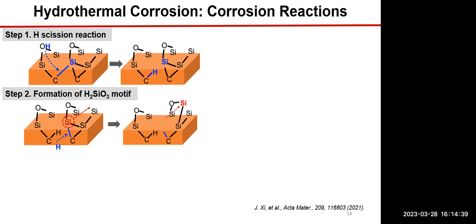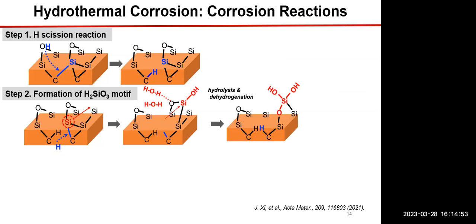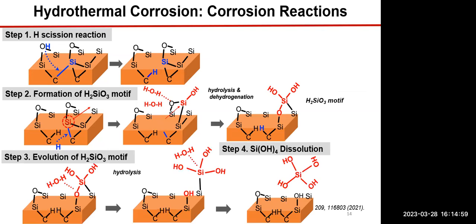And then the silicon atom will tend to interact with additional water molecules, and a lot of reactions, like the hydrolysis and dehydrogenation reactions, will happen on the surface. And then it will form some characteristic motif, as shown here. This motif will further evolve, and eventually it will dissolve as silicic acid into the water environment.